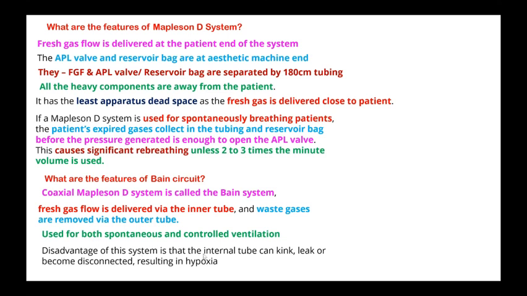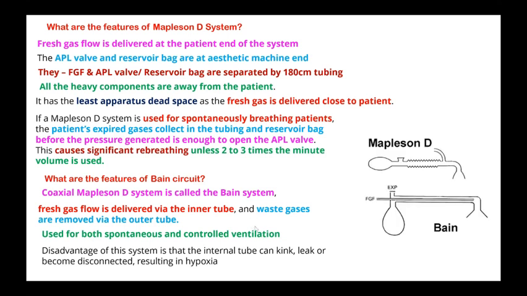The disadvantage of the system is the internal tube. Supposing it kinks or has a break or leak, then both the tubes become the apparatus dead space. So the patient will definitely have a lot of mixing of the exhaled gases into the fresh gas flow, and will become hypoxic in a very short time.